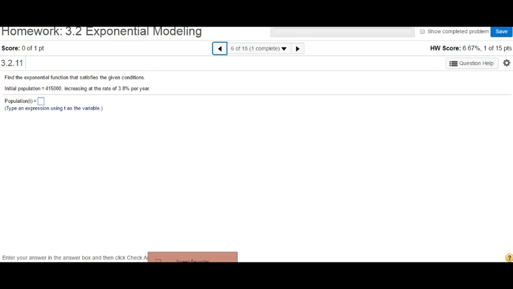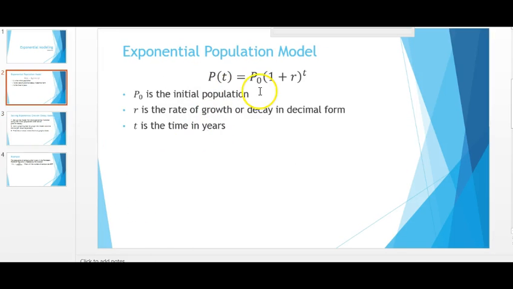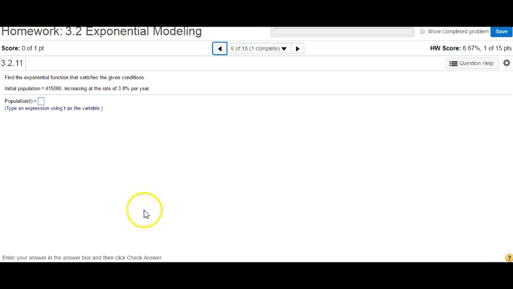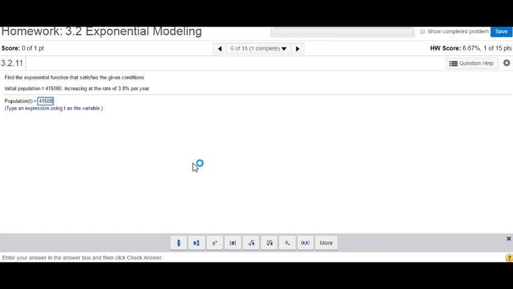Jumping ahead a little bit, now we're being asked to determine what the model is, or the exponential function they may call it, based on them giving us a couple of pieces of information. So again, if you look at our notes, the rule is the initial population times 1 plus r, and r could be a positive or negative number depending on if it's growth or decay, so look for those keywords, raised to the t power. For our example, we have an initial population of 415,000, and then we're going to be multiplying that by 1 plus r. In this case, they say that it's increasing, but I need to make sure that I get this number into the decimal form.